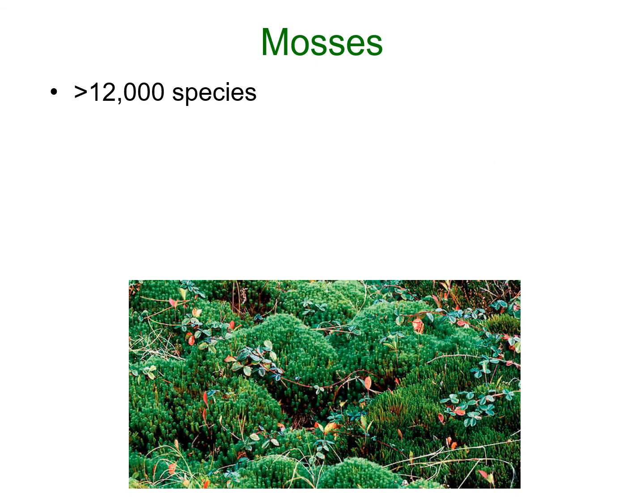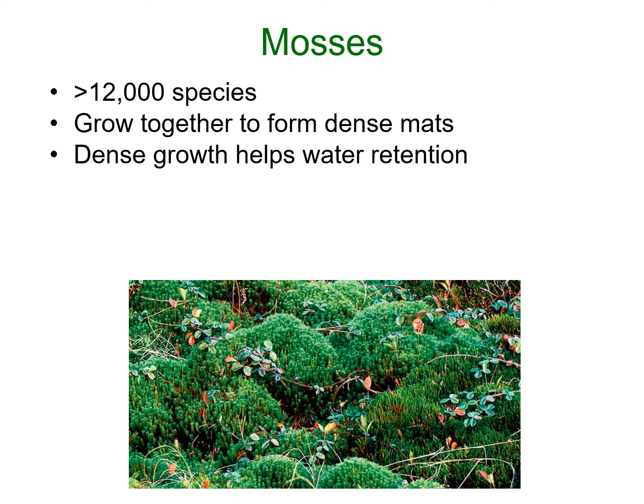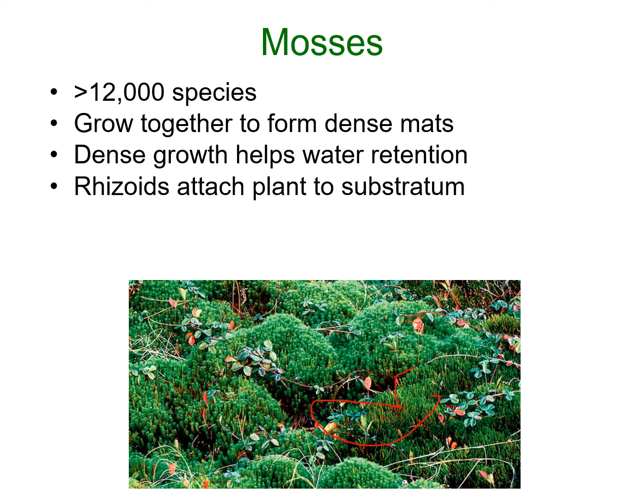So mosses, probably the most familiar, over 12,000 species. They grow together in these dense mats, and this is about helping retain water within the clumps. And they have just rhizoids. They don't have real roots that are attaching into soil. They just attach very gently to the substratum. So if you see some moss, you can almost put your hands underneath and peel it up off the rock or anything it's growing on.